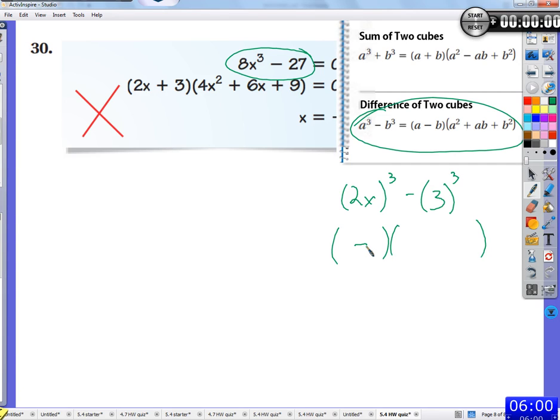we're going to get a, that's 2x, minus b, b is 3. Here we get a squared, a is 2x, 2x squared is 4x squared, plus a times b, that's going to wind up being 6x, plus b squared, that's a 9.